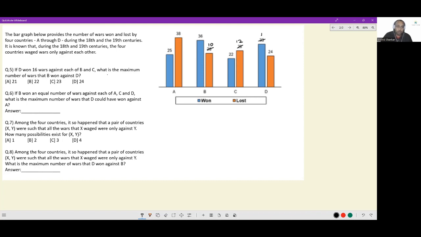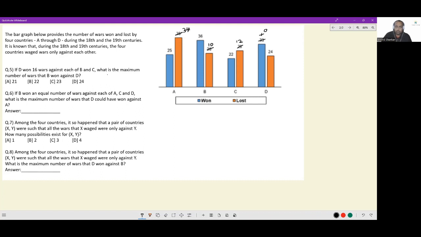What is the maximum number of wars that B won against D? Now see, A versus D, the wars that D is winning against A, that has to be 1. So this turns to 0. This turns to 37. Given that I'm looking to maximize the number of wars that B won against D, I have to ensure that D won 16 wars against B and C.